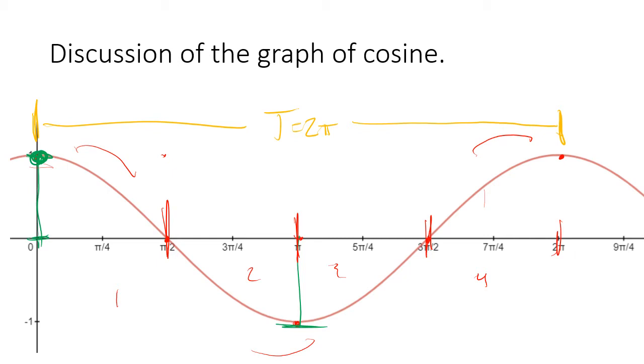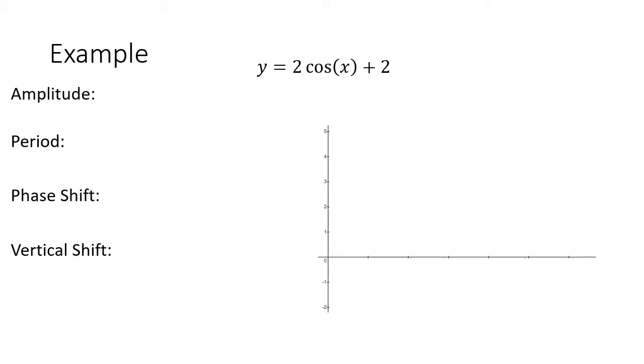So let's get into an example here. Okay, first thing, right away we can easily see that the amplitude is 2. The period has to do with the coefficient of the x, so omega is 1, and for cosine, T is equal to 2 pi over omega. Well, if omega is 1, then the period of this function is just 2 pi. Phase shift: there's nothing being subtracted or added to the x there, so there is no phase shift. And then the vertical shift is this 2, so it's been shifted 2 up.